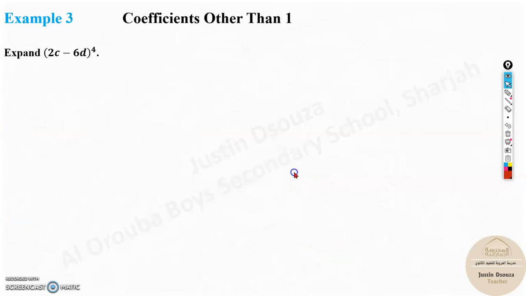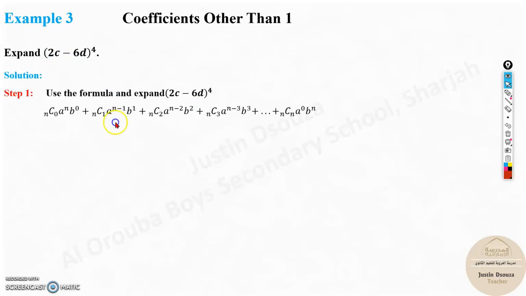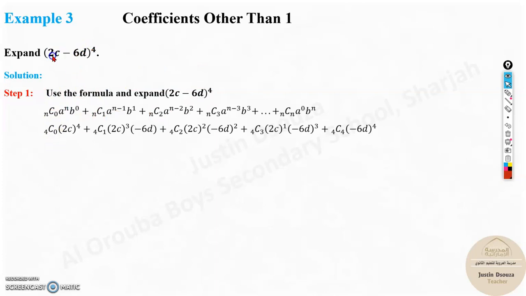Now let's see another simple one. See over here, the coefficient is other than 1. You can see the coefficient is not just C and D, it is 2C minus 6D. Fine, it's the same thing, but it's just that you have to use brackets over here. Use the formula. 4C0. What is the first term? 2C the whole power 4. Then 4C1, 2C whole power 3. But this will be added now.